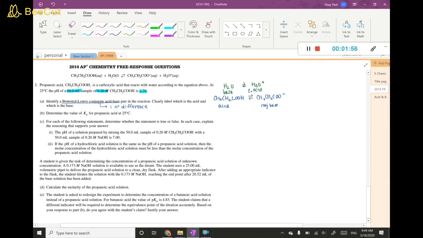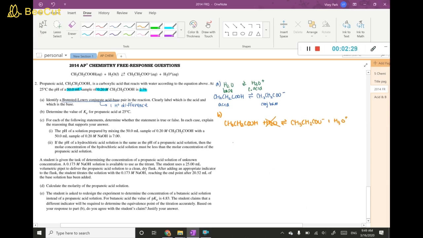Determine the value of Ka. So easiest way to do this, okay? So we're looking at this equation right here. Okay, so the equation is propanoic acid plus H2O with the arrows, CH3CH2COO- plus H3O+. All right, so first of all, water is a pure liquid, so we are not going to include it in our Ka equation, and this is a Ka.